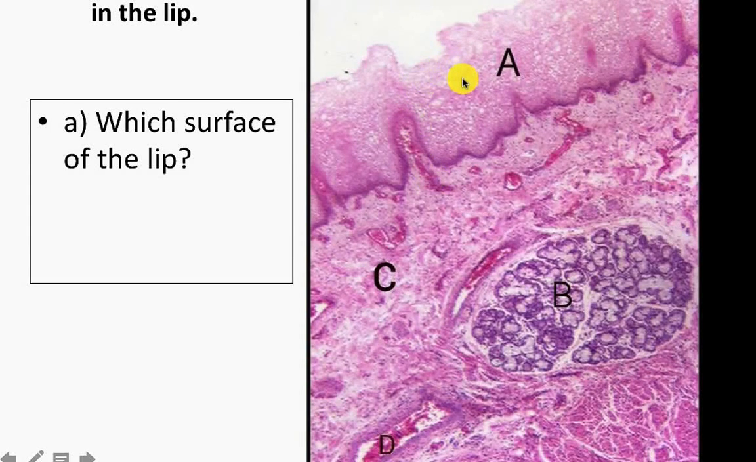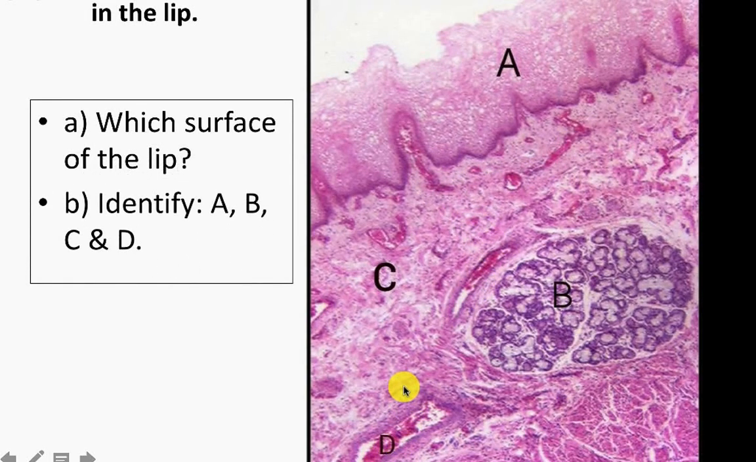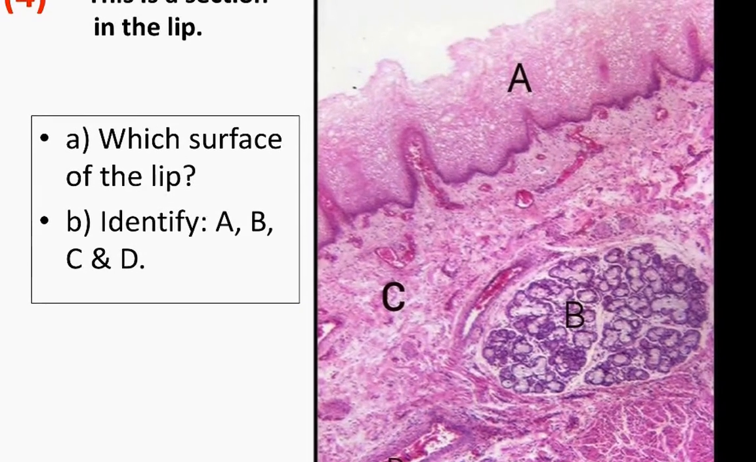A, it is non-keratinized stratified squamous epithelium. B, it is the labial gland. C, it is the lamina propria of connective tissue. And number D, these are blood vessels. All these having the RBCs are the blood vessels. Then this is a section in the lip. We have finished this one.